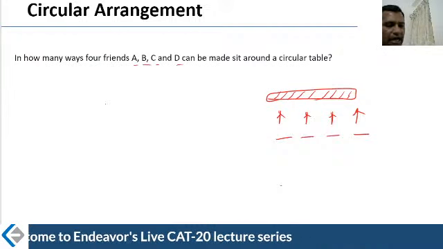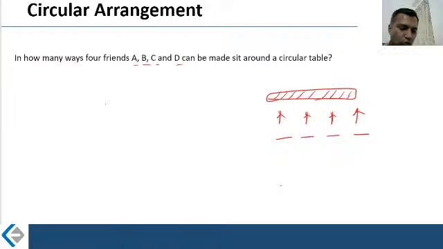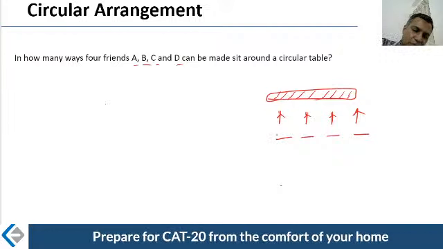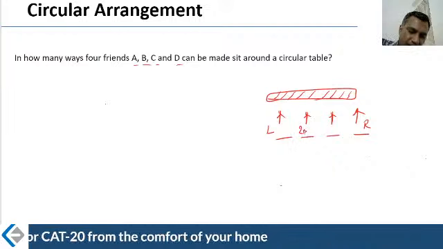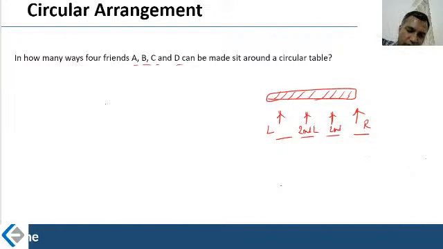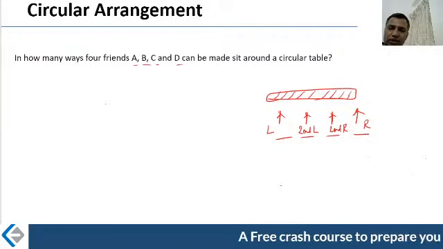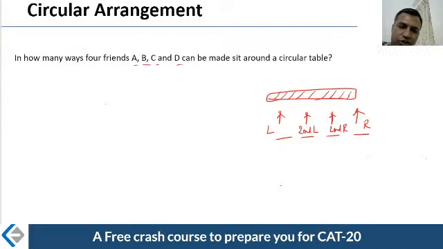4 chairs are there. I said, hey guys, come sit here. Now see, the first place has a name. You say far left, far right, leftmost, rightmost. This is second to the left, and this is second to the right. All 4 positions have a name.